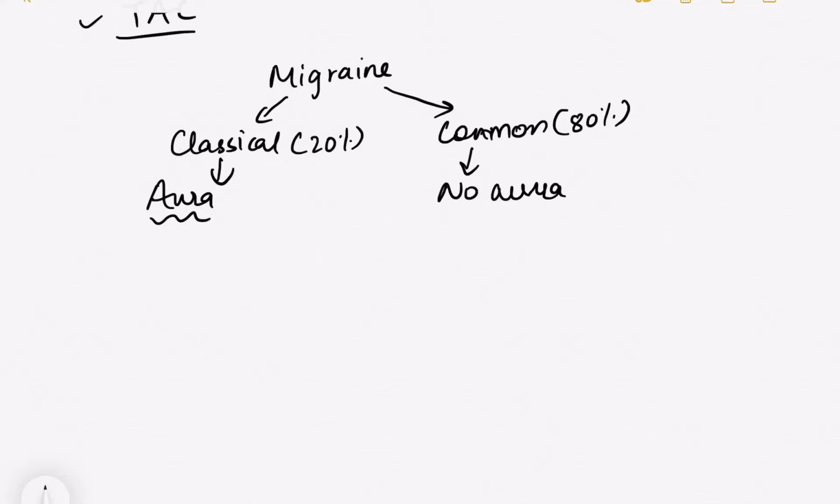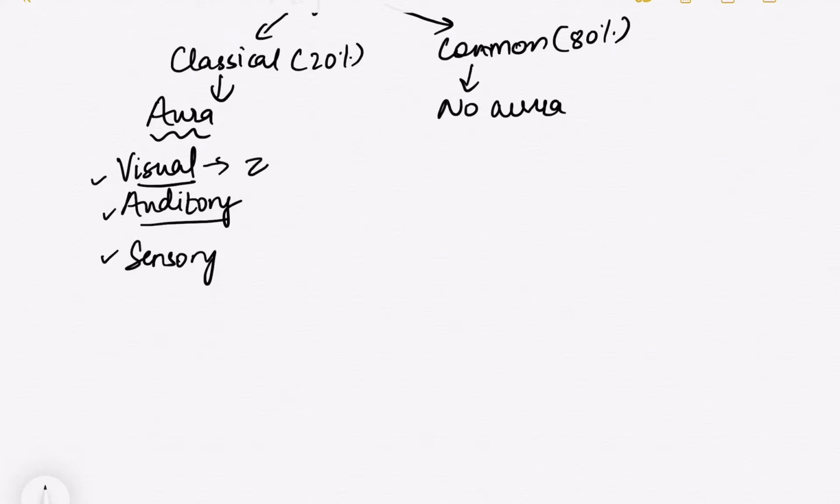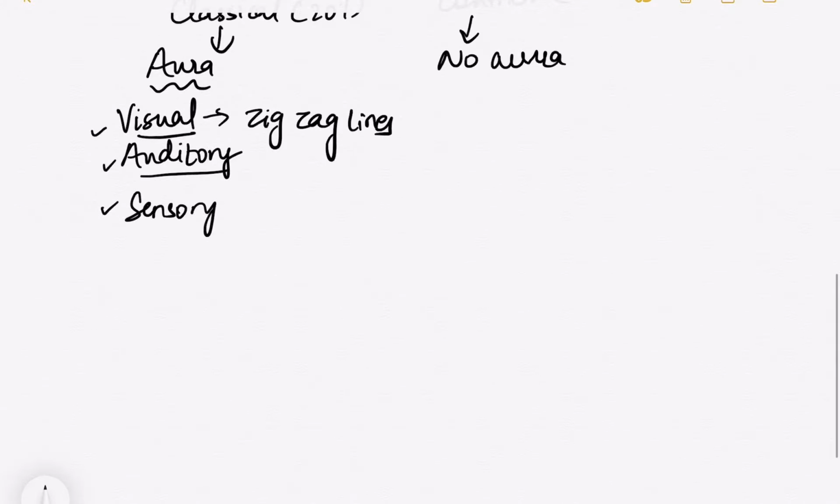So what is an aura? Aura can be a visual aura, auditory aura, or sensory aura. Aura means the person sees or feels something which the other person cannot see or feel, like zigzag lines. Here I have drawn zigzag lines because you need to remember that zigzag lines are the commonest aura that a patient of migraine can present with.